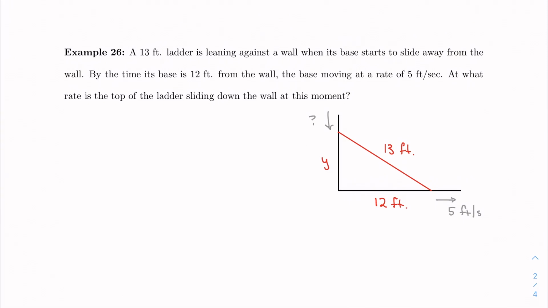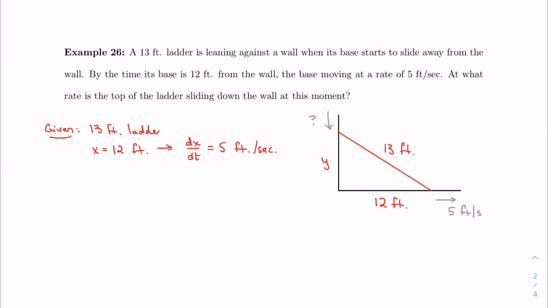So let's start to put some of these into math terms. What are we given? We're given a 13-foot ladder. We're given this 12-foot distance, so that looks like horizontal distance, right? x equals 12. When x equals 12, the rate of change of that horizontal distance is 5 feet per second. So let's call it dx/dt, the change in horizontal position with respect to time. It's 5 feet per second.